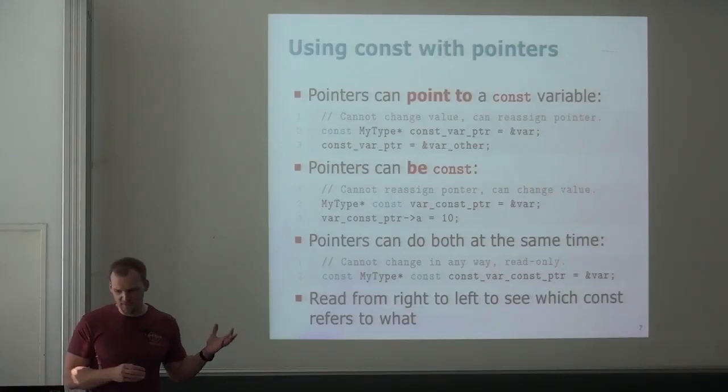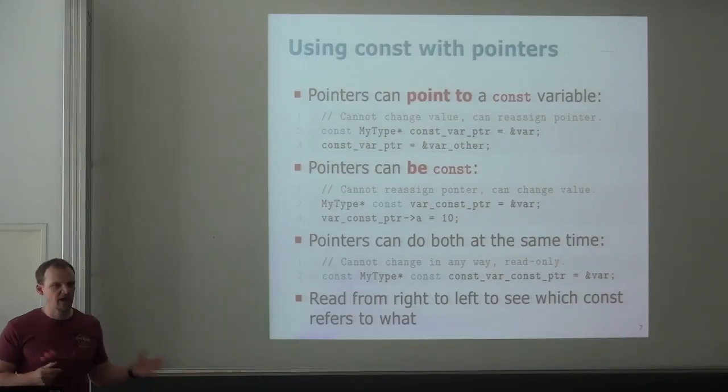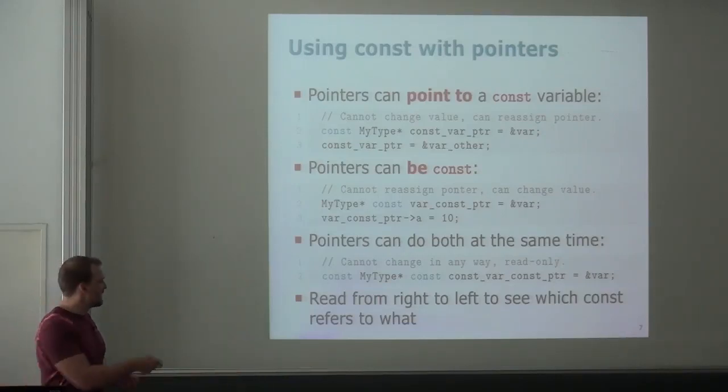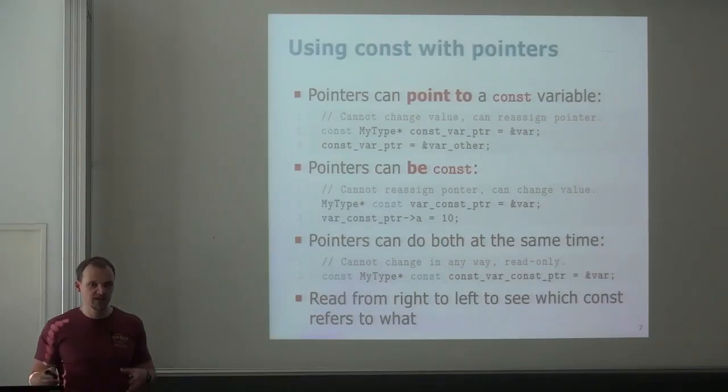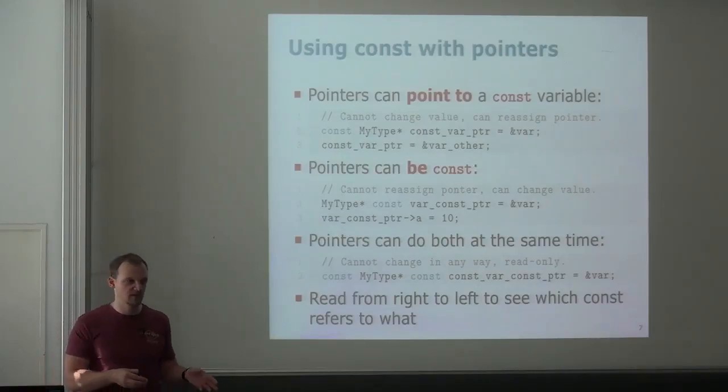And then there is a relatively easy way where everything is constant. You say it's a constant pointer to a constant type. You can't do anything with it. You can just pass it and use it in a constant way.